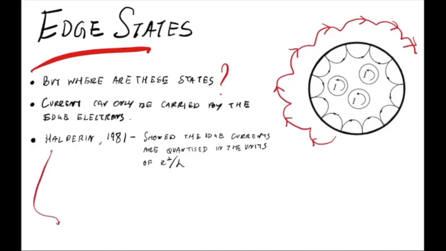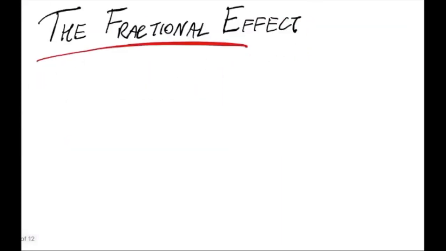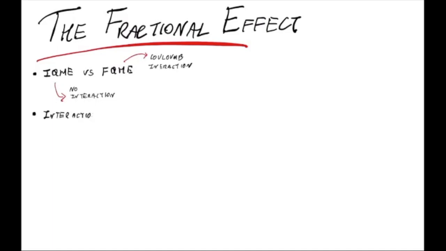Okay, now we can try to understand the fractional effect. So let's go to the fractional effect. What is really the difference between the integer and the fractional Hall effect? In the integer Hall effect, we considered that the electrons were free. There was no interaction between them. In the fractional Hall effect, we will consider that there is a Coulomb interaction between these electrons.